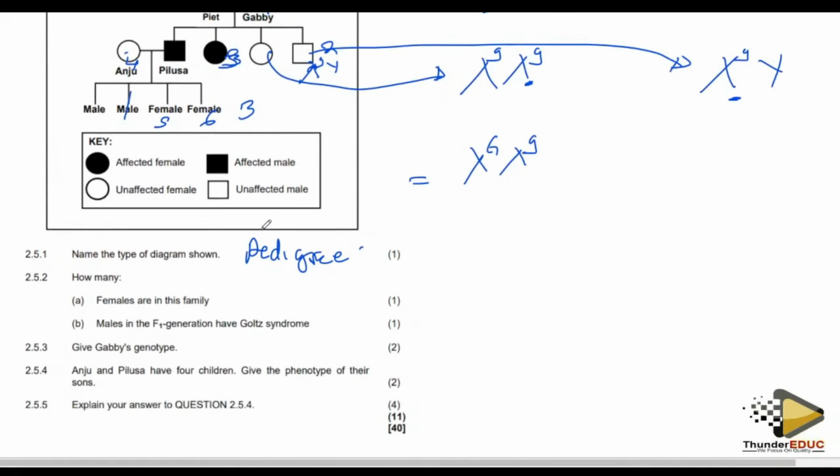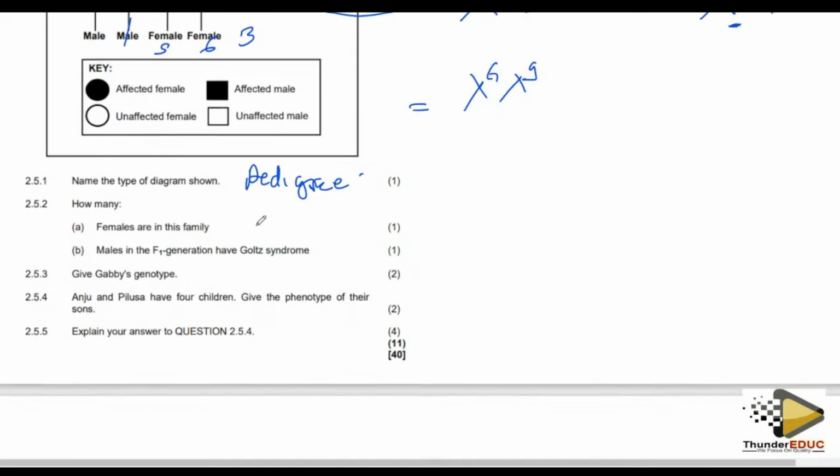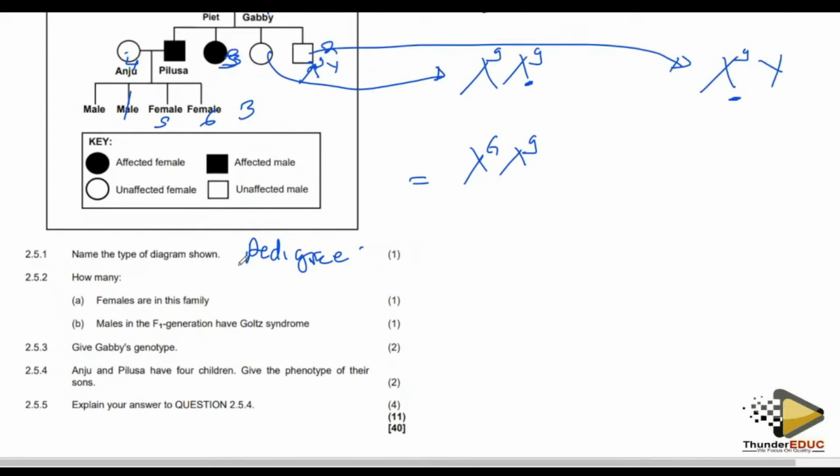And then we are done with that. They're saying that Anju and Pilusa have 4 children. Give the phenotype of their sons. They want to know the phenotype of the sons of Anju and Pilusa.